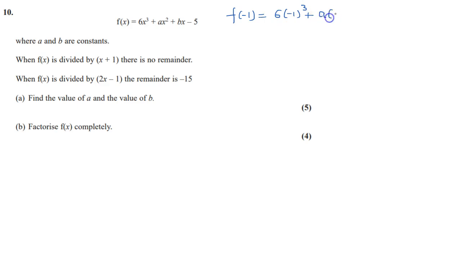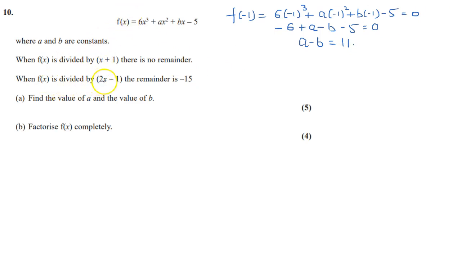So by putting -1, it will be 0. So that is 6 times (-1) cubed plus a times (-1) squared plus b times (-1) minus 5. So it will be 0. So this is minus 6 plus a minus b minus 5 is equal to 0. So it shows that a minus b is equal to 11. That is the first condition.